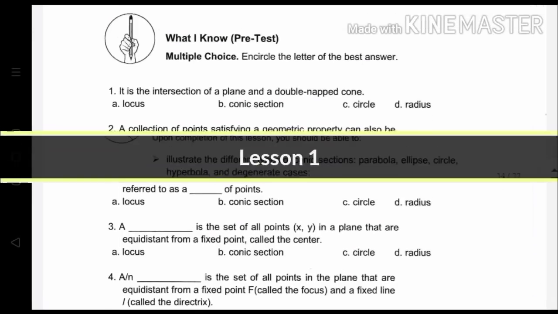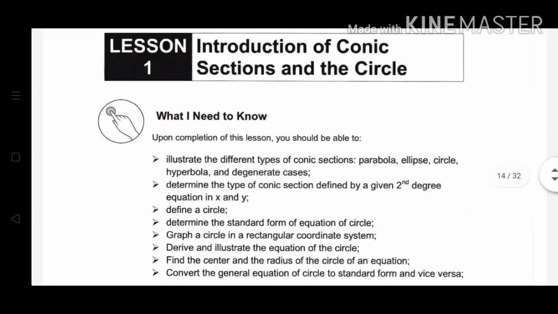Now let's begin with Lesson 1. Lesson 1 is all about introduction of conic sections and the circle. Upon completion of this lesson, you should be able to illustrate the different types of conic sections, namely parabola, ellipse, circle, hyperbola, and degenerate cases.